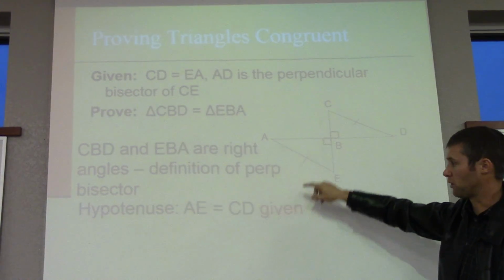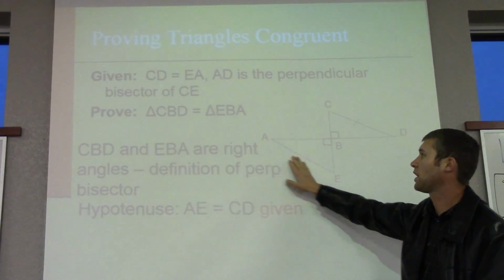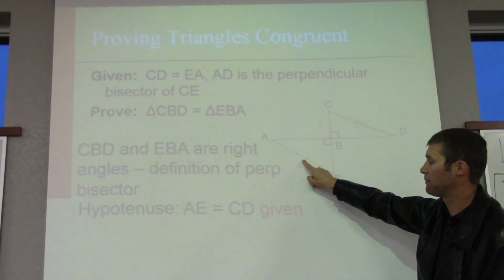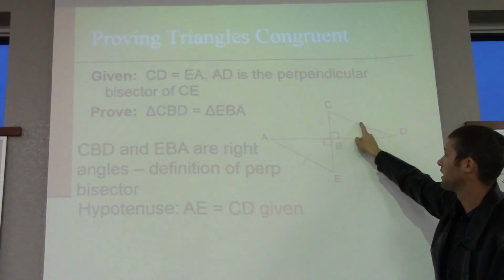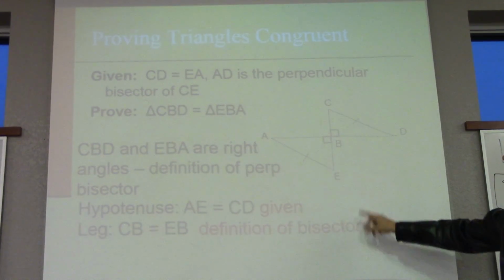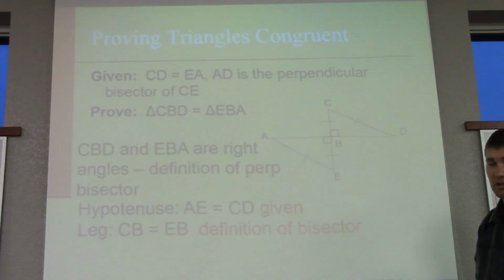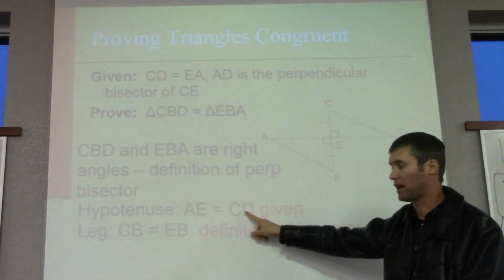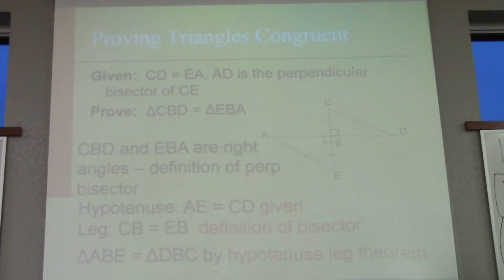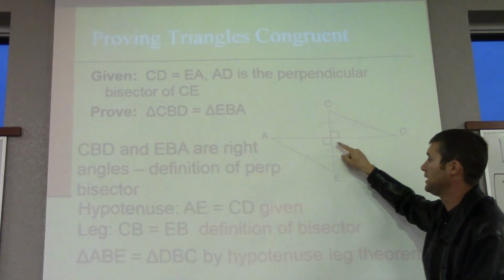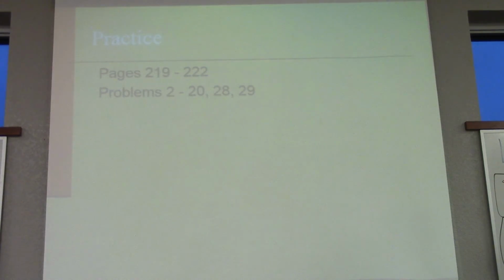Okay? But I'm getting ahead of myself once again. Hypotenuse. Here's our hypotenuse. So we have our right angles here, then we have our hypotenuse. We know that they're equal because it's given to us. Opposite, opposite. And then we have our legs, definition of bisector, that's what I was going through. So we know that this is equal to that. So once again, we showed we had a right angle, we showed the hypotenuse, and we showed the leg was congruent. So therefore, the triangles ABE and DBC are congruent by the hypotenuse leg theorem.